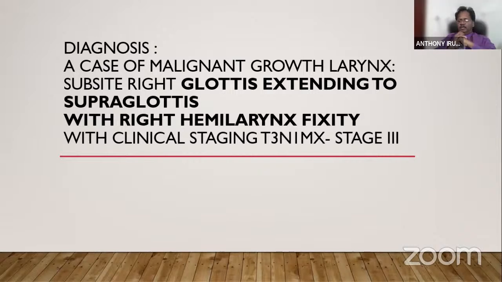When do you call it well differentiated? When it has more than 75% differentiated cells, it's called well differentiated. 50 to 75% is moderately differentiated. 25 to 50% differentiated cells alone is called poorly differentiated. Less than 25% differentiated cells, then you call it undifferentiated or anaplastic carcinoma.